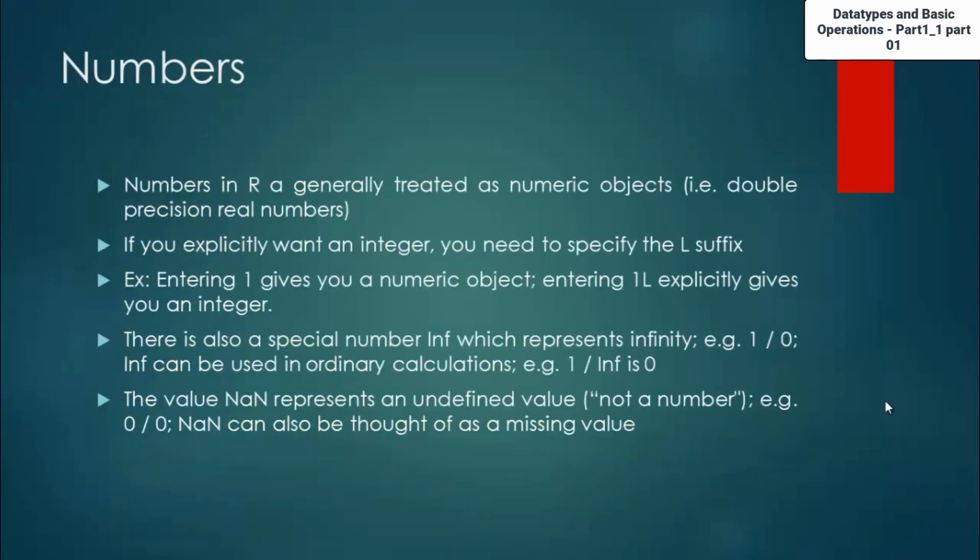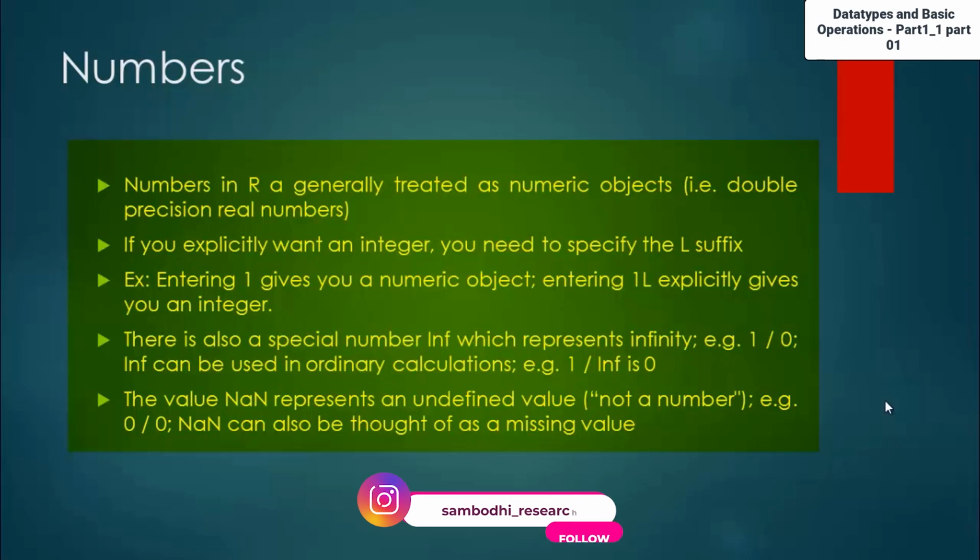Now we will see about numbers. Numbers in R are generally treated as numeric objects, that is double precision real numbers, which is similar to the double object in C++ or C. If you want to explicitly specify that it is an integer, you have to specify it with the L suffix. For example, entering 1 gives you a numeric object, but if you enter it as 1L, it will explicitly give you an integer.